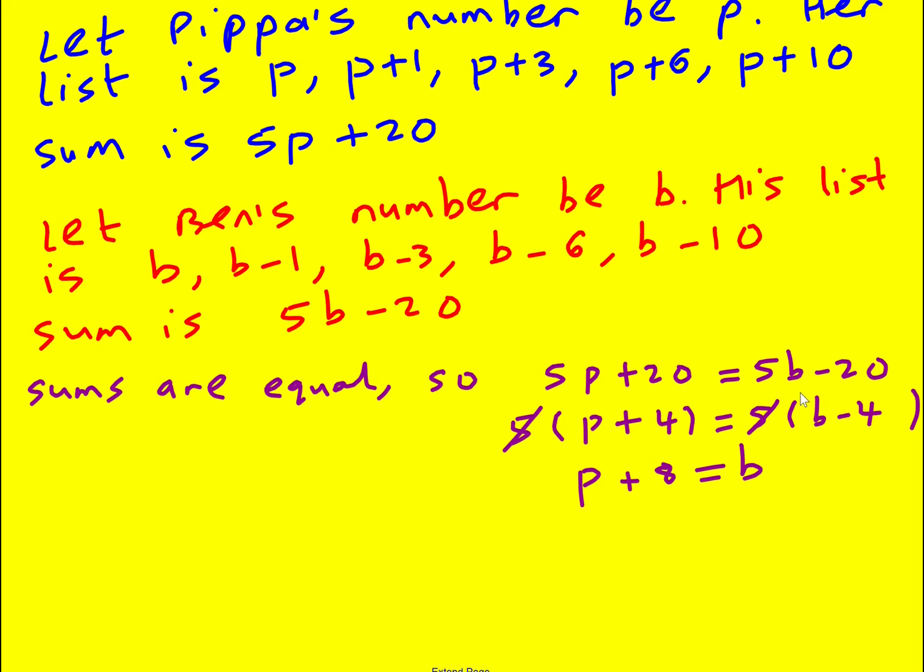An alternative way I saw somebody do it is they kind of got the numbers all on one side. They did 5p minus 5b is minus 40, or maybe it was 5b minus 5p is 40, and then they divided through by 5. It's the same thing. At the end of the day, we're going to get p plus 8 equals b, and that gives us the difference. I suppose we could rewrite it, sorry, I'm now rewriting it slightly again, but it's going to be b minus p is equal to 8.